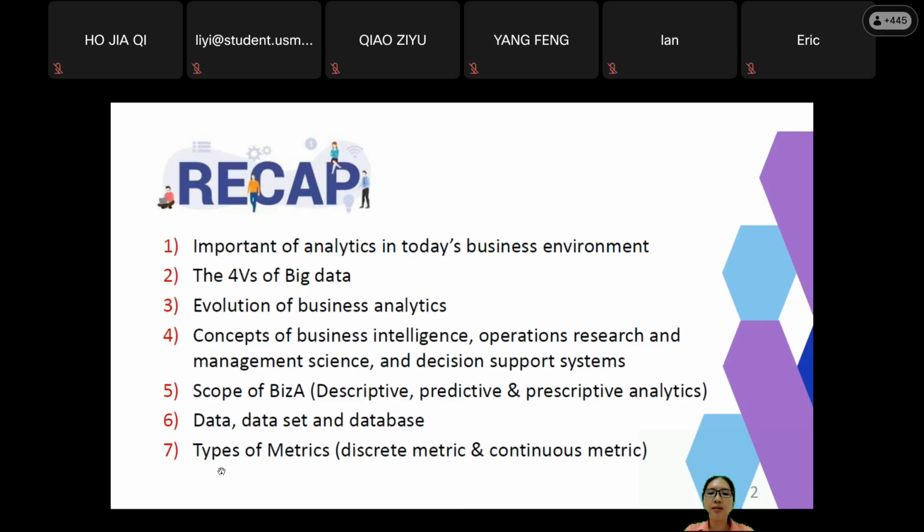And number 7, the type of metric. You will be curious why you need to learn about statistics here. Because for business analytics, you need to do machine learning model. So in order to do machine learning model, you need to understand the type of variable. You need to understand the type of metric. So we will discuss the type of variable. We will discuss the type of metric or the scale of measurement.